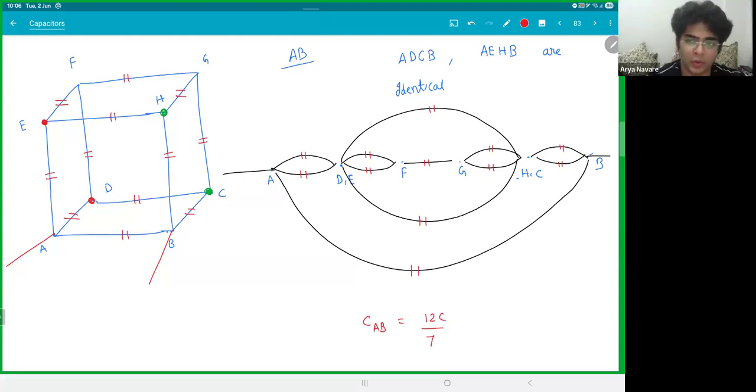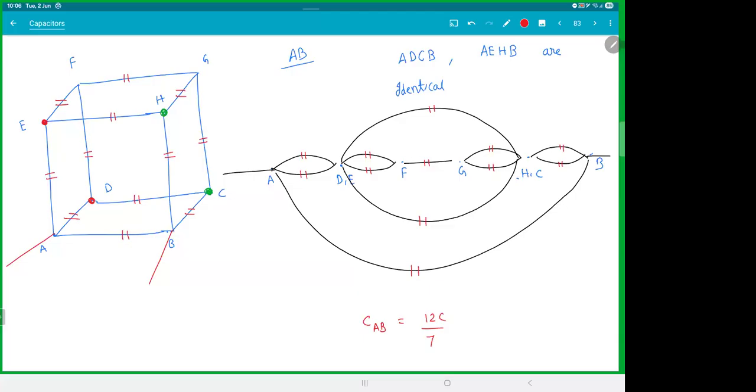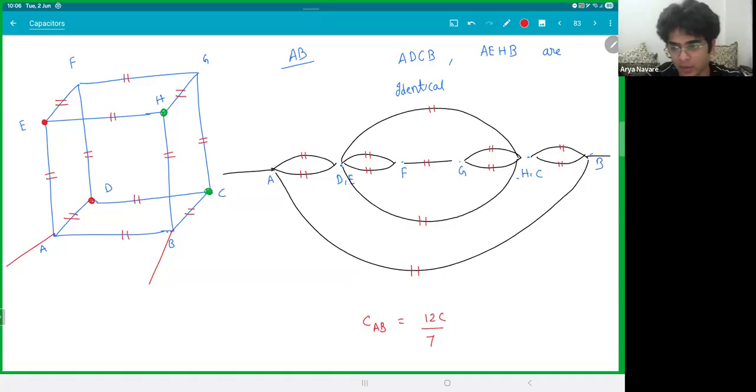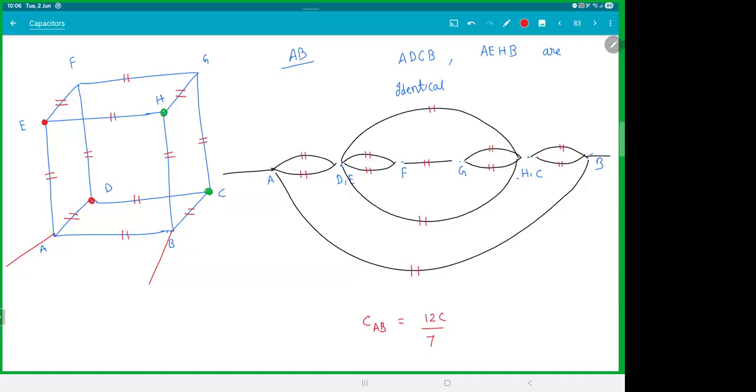So we could have also folded the cube in the plane of ABFG. A, B, F, G, you'll fold it. So each capacitor will get two times, that's the same thing at the end of the day. You could have done that also.